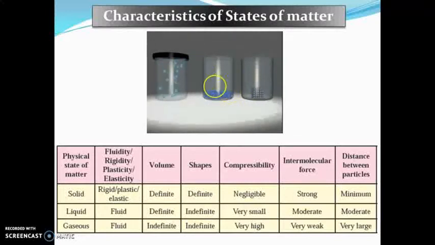Coming to liquid, it's a fluid. Fluid means flowing from one place to another. It has definite volume but indefinite shape. Its compressibility is very small. Its intermolecular force is moderate and the distance between the particles is also moderate.